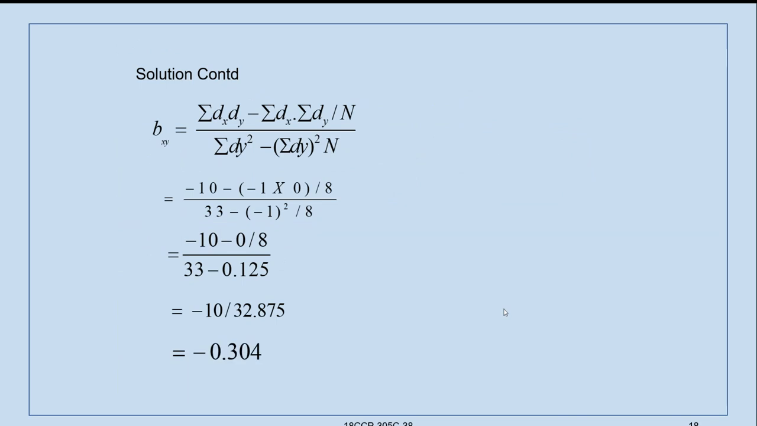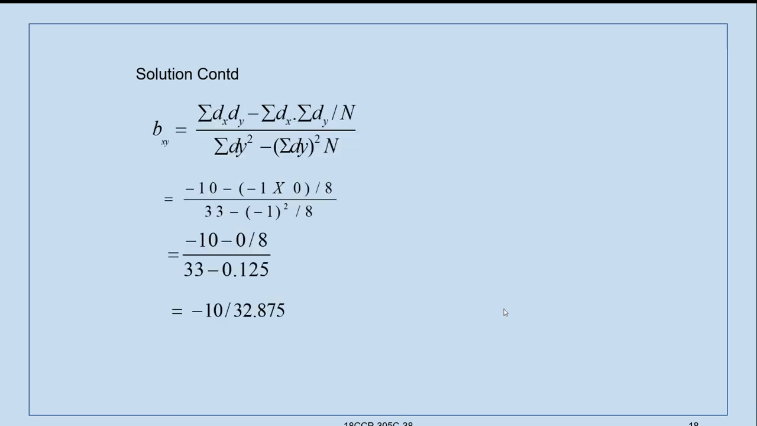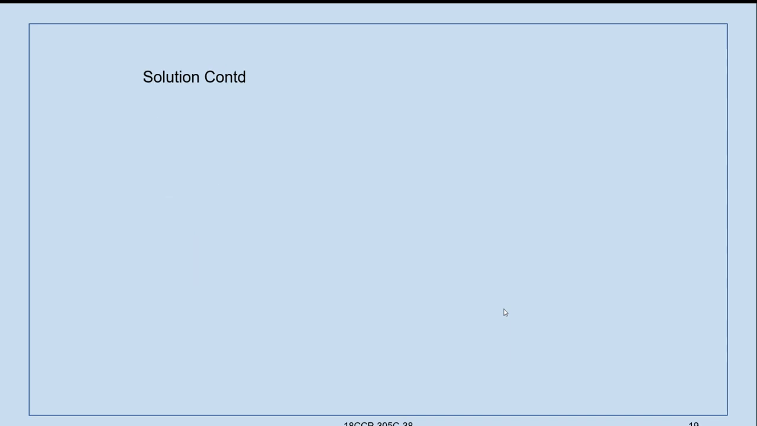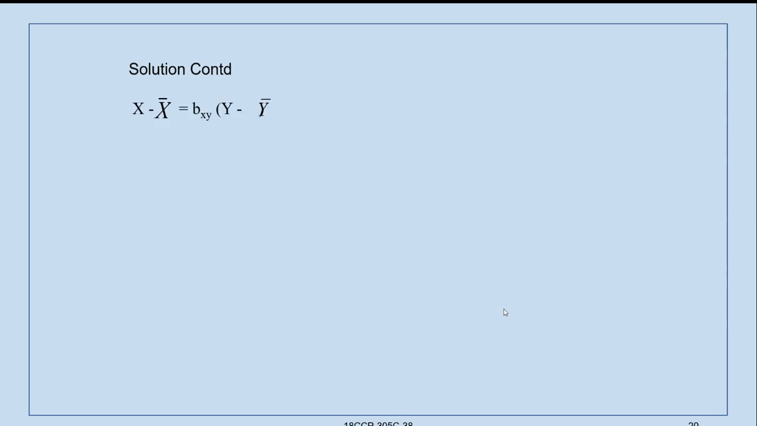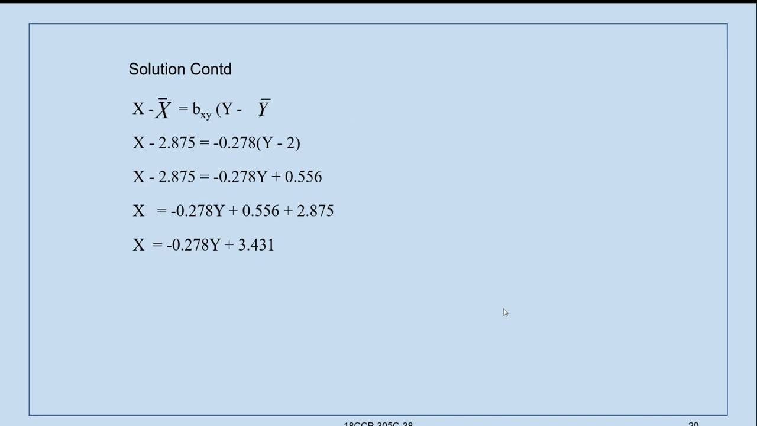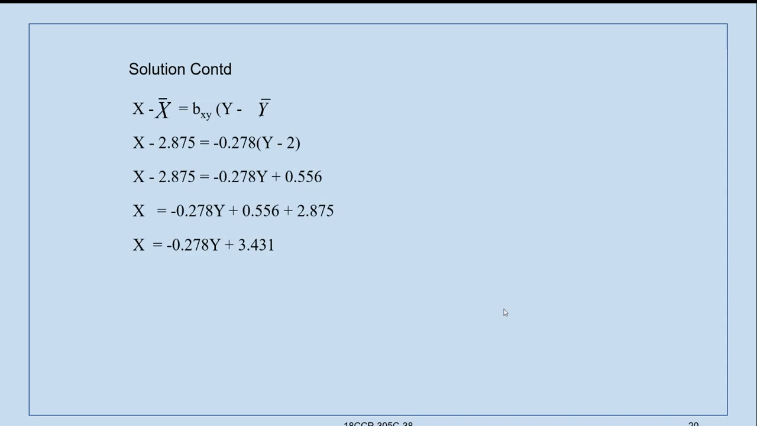So bxy is calculated as minus 0.304. So byx will also be minus 0.304. bxy is 0.304 and byx is also 0.304. That is only an incidental one. So both are same. So the equation x minus x bar is equal to bxy into y minus y bar. So the equation is x is equal to minus 0.278y plus 3.431.